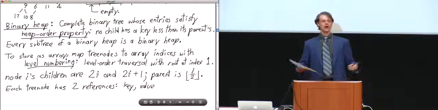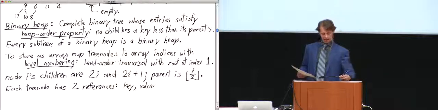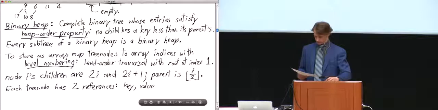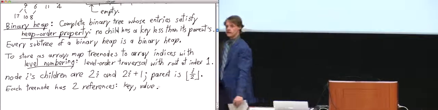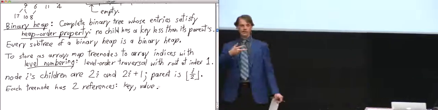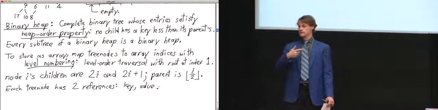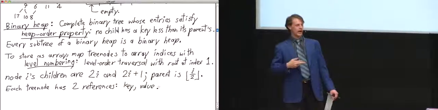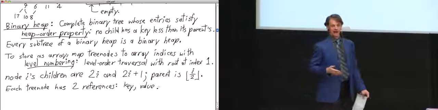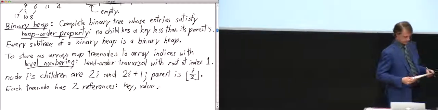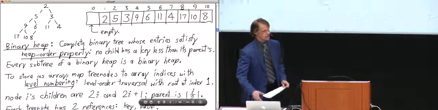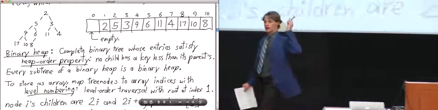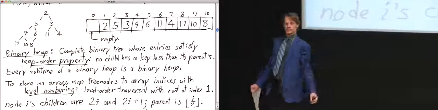Where each tree node stores a key and a value. Another way to do this, by the way, is you could use 2 separate arrays. You can have an array of references to the keys and an array of references to the values. So, are there any questions about this, how we represent a binary heap?